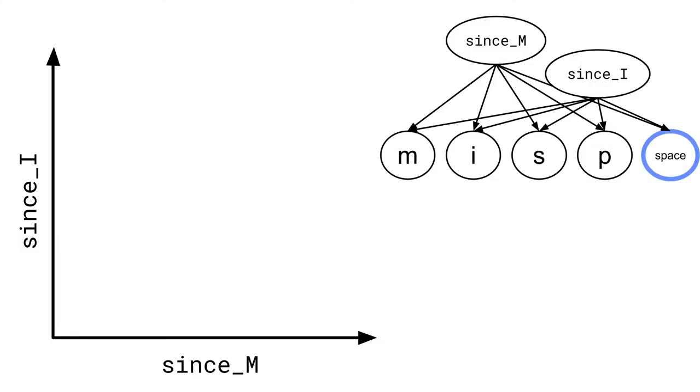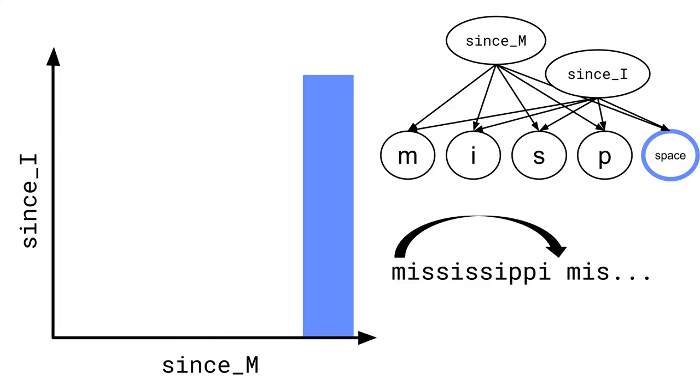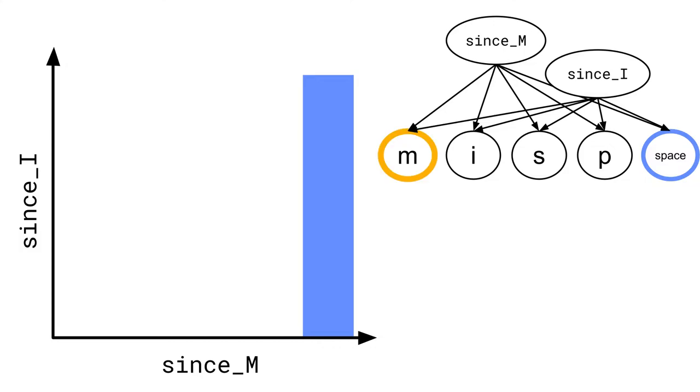If it's been a while since we saw an M, we should predict the space to end the word. Therefore, we want the node representing the space to activate the strongest in this blue area, where the hidden node representing since M is at a high value. After the space, we want our prediction to be an M so we can restart the word. We have at least two ways to implement that.